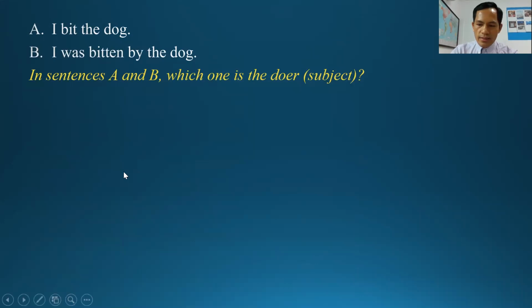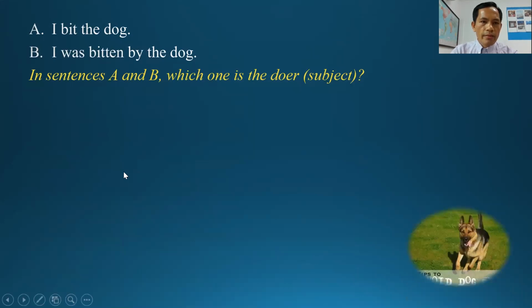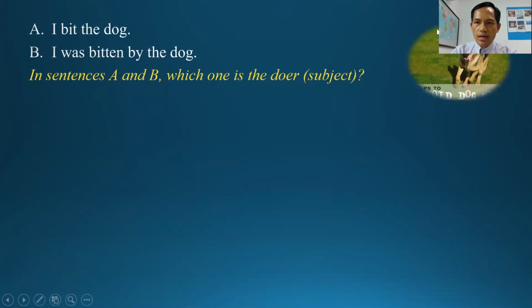Look at these sentences. I beat the dog. Or I was beaten by the dog. In sentences A and B, which one is the doer? The one who does the thing is not the recipient or the subject in this case.